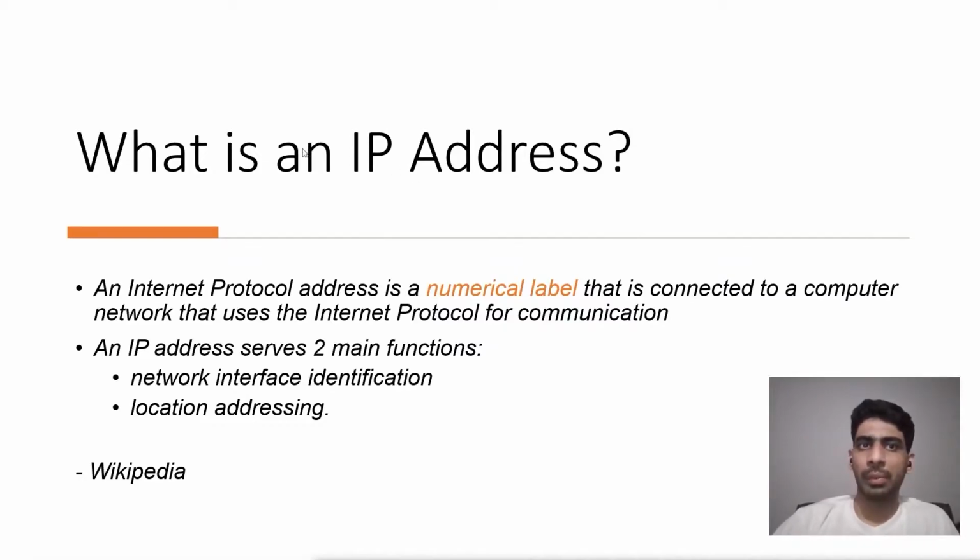We use IP address for two main tasks. The first one is network interface identification. When you connect a device to a network, the network interface gets an ID. That ID is known as the IP address, and in this case the interface actually gets two IDs: one is the MAC address and another one is the IP address. The IP address is the logical identification and the MAC address is the physical identification, as I stated earlier in that slide. The next task is location addressing.